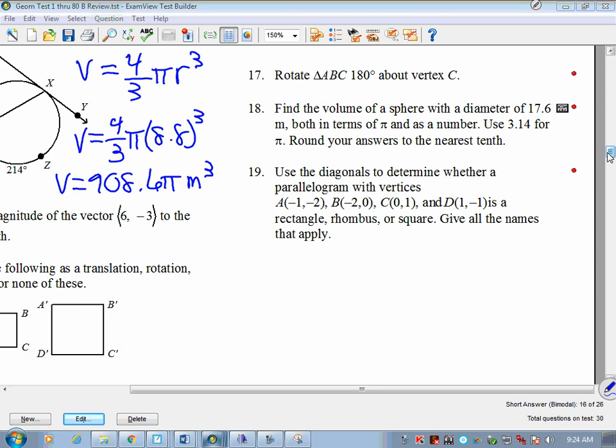All right. What else do I need to do with this? Is this my final answer? All right. I also need to do what? Square root? No, I don't need to square root it. I need to solve this using 3.14 for pi. Do I want to leave this here? Yeah, because it asked me in terms of pi. We've done that. Now we need to take 908.6 and multiply it by 3.14.